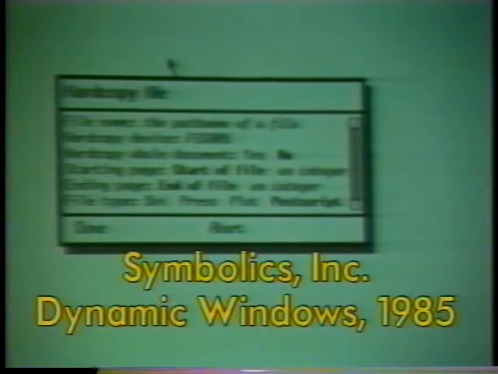Most dialogues in Genera use a textually oriented interaction style. The top line of this dialog is its label. At the bottom of the dialog are two command buttons which either complete or abort from the dialog. The body of the dialog contains several fields to be filled in by the user. The first field is asking for a path name.